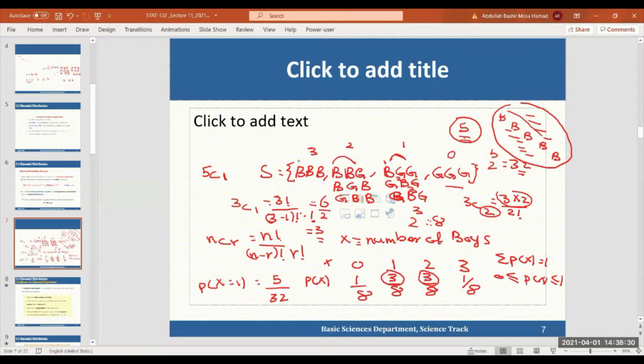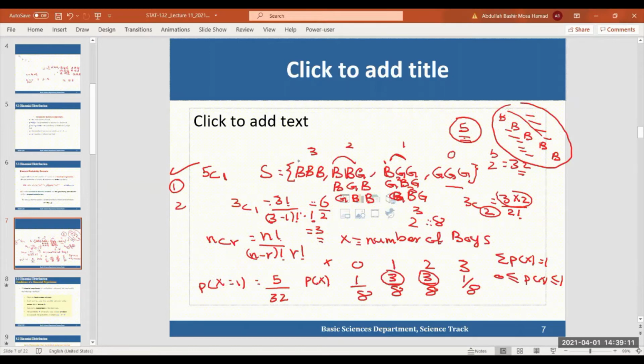Okay. We call this binomial distribution. Before binomial distribution, let's check that the conditions are satisfied. We have 4 conditions that should be satisfied. First condition, we should have only 2 outcomes. In any trial of getting a baby, we have 2 options, boy or girl, right? So the first condition is satisfied.